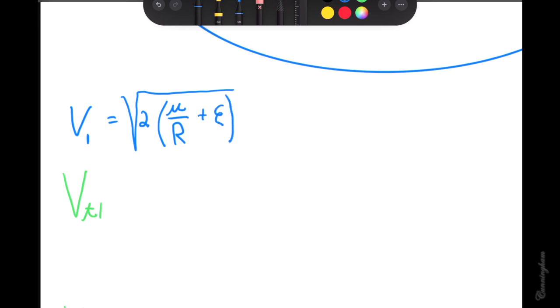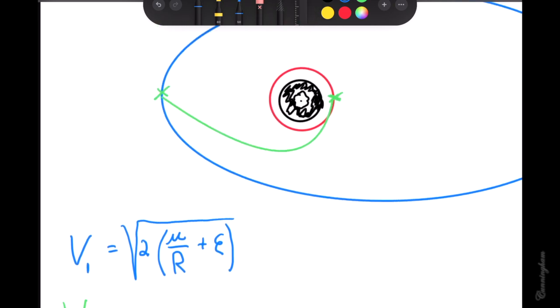Square root of 2 times quantity mu over r plus epsilon. But the trick is which r and which epsilon. It's really important, this is my approach, but that you understand where in the story you are.